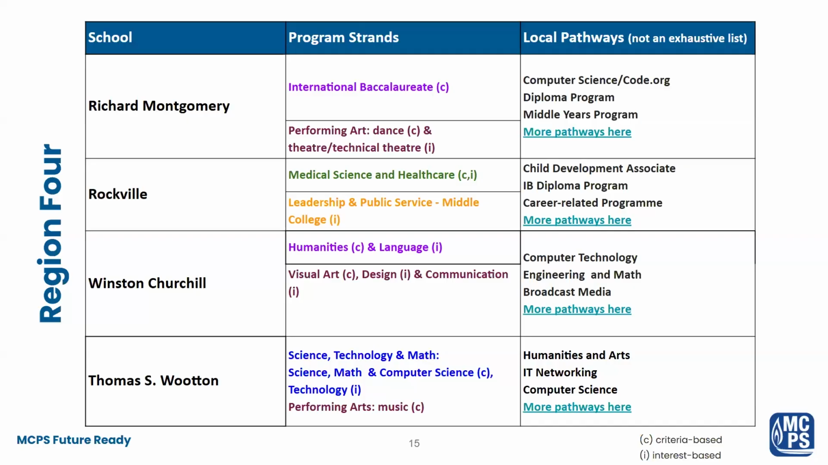Churchill, Winston Churchill, Humanities and Language, and then the Visual Arts and Design program. And then Wheaton will be the location of the Science, Math, Computer Science criteria-based program, the to-be-determined technology interest-based program, and the music performing arts. Next slide, please.